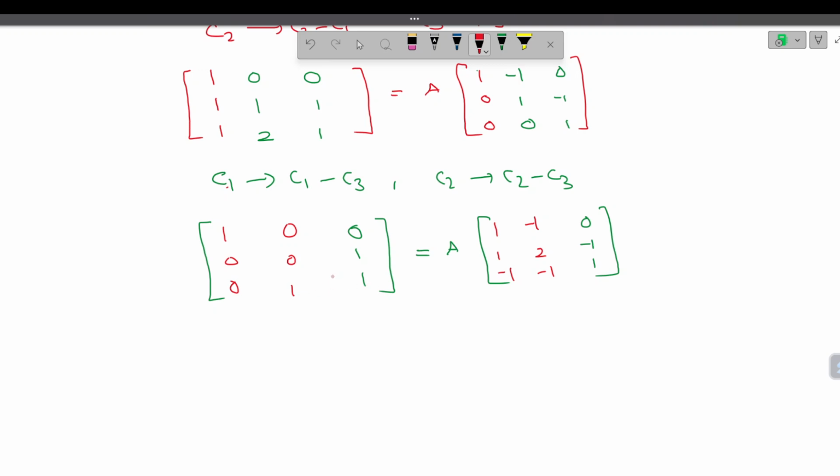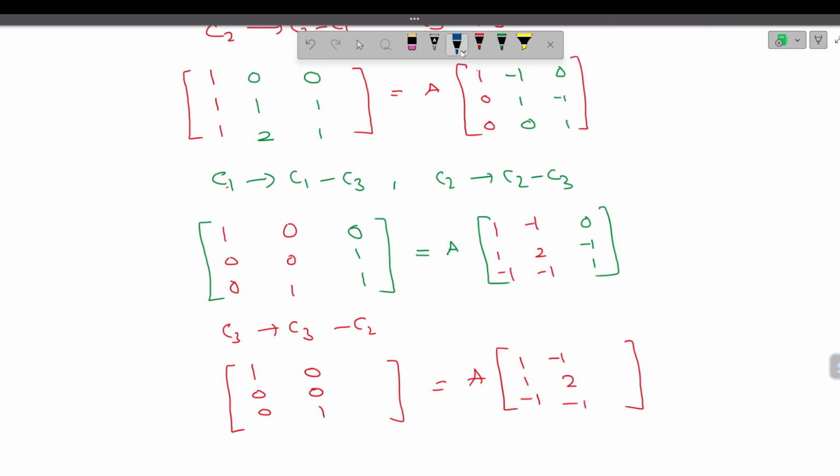C3 implies C3 minus C2. C1 as it is, C2 as it is. C3 implies C3 minus C2. 0 minus 0, 0. 1 minus 0, 1. 1 minus 1, 0.